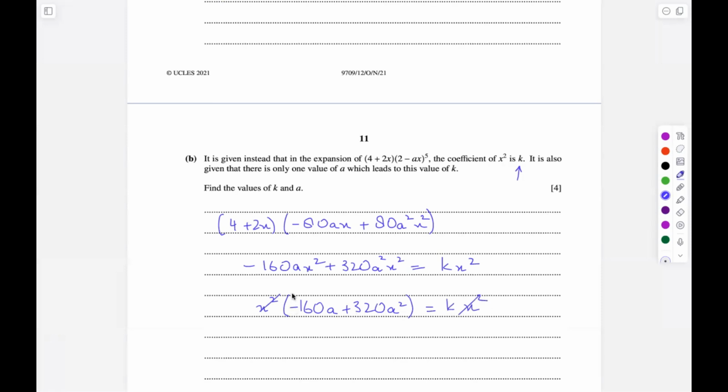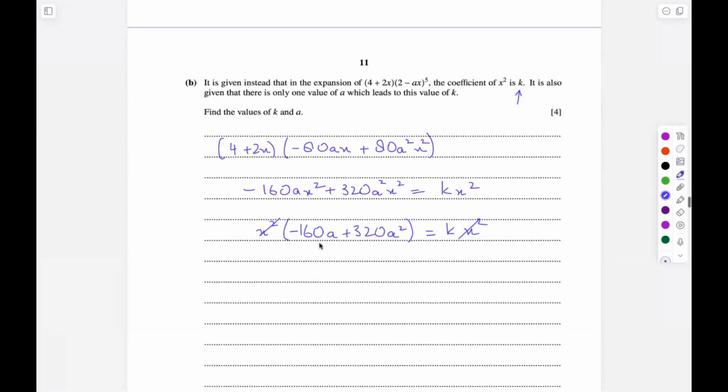So the x squared terms will cancel out, and we can now compare the coefficients. So this will be -160a + 320a squared equals k. We can write this expression as 320a squared - 160a - k = 0. Now, as we have a quadratic expression and there is an unknown constant, we can apply the discriminant.